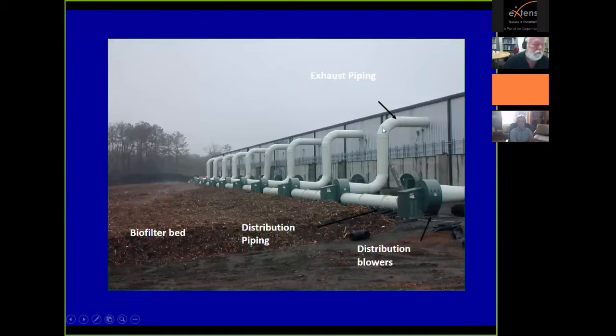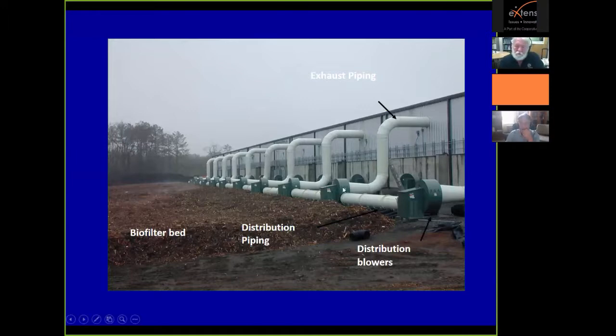These are exhaust pipes that are mounted high in the wall on the inside. They pull the air out of the building through this suction blower right here. So the suction side of the blower is set up to suck the air out of the building. It then discharges on the discharge side of the blower to these pipes, and they transition to these manifold distribution pipes. And then this is the biofilter bed. So the biofilter bed is 450 feet long by 100 feet wide by 4 feet deep.